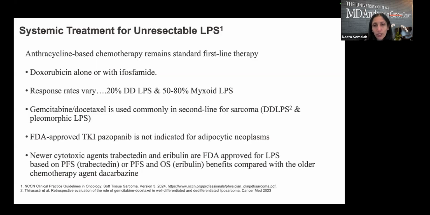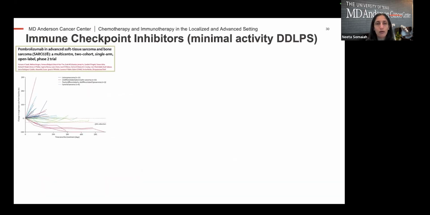Gemcitabine docetaxel is commonly used in second line for sarcomas, but definitely has activity in D. diff liposarcoma and pleomorphic liposarcoma. In myxoid liposarcomas, not as much. There is an oral drug called pazopanib, which is approved for sarcomas, but it does not have an indication for adipocytic sarcomas, which is liposarcomas, but in rare instances sometimes is used. And as we just talked about, the data with trabectedin and eribulin are two other new drugs available for treatment for patients with liposarcoma. So these are all approved drugs. We'll talk a little bit about unapproved drugs now.